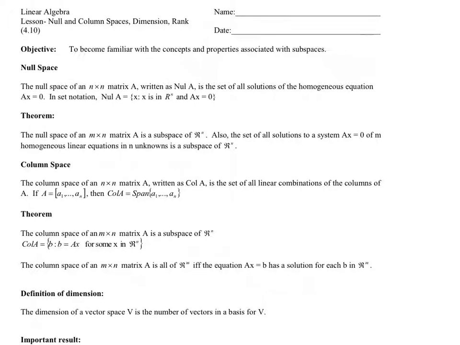So our theorem. This is why it's important. The null space of an m by n matrix A is a subspace of R^n. Also, the set of solutions to the system Ax = 0 of a homogeneous linear system in n unknowns is a subspace of R^n. What this is telling us is that it is guaranteed that the solutions to a homogeneous system will be a subspace of the real number system. So it's taking something we already know and merging it with something we're just learning about.